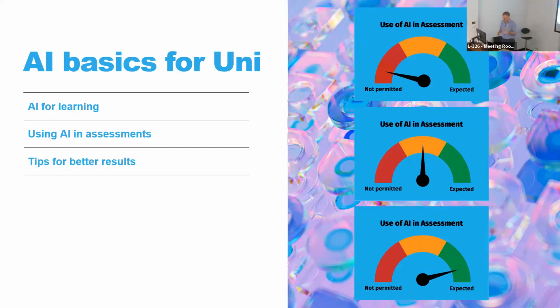Use for assessments, however, is a bit more complex. You may see the cues on the right there, the ones for not permitted, the middle one, and then the expected. These are cues that you probably see in your course that coordinators have been asked to include, just to make it clearer for students about what is expected or allowed within an assignment. And don't assume that AI is going to be allowed for every assessment task, always check.